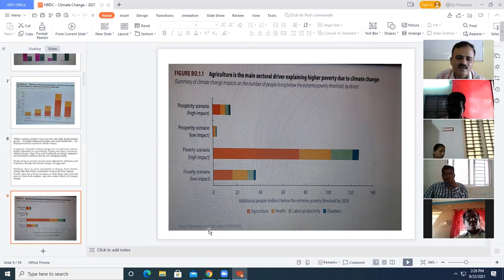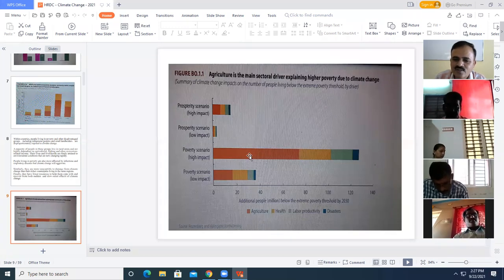So again, several simulations have been conducted by studies related to the impact of climate change. Based on that, there is a prosperity scenario with high impact and low impact, and a poverty scenario with high impact poverty and low impact poverty. If you observe the high impact poverty scenario, the red part of this bar represents agriculture, and the second highest effect is on the health sector, then labor productivity and disasters.